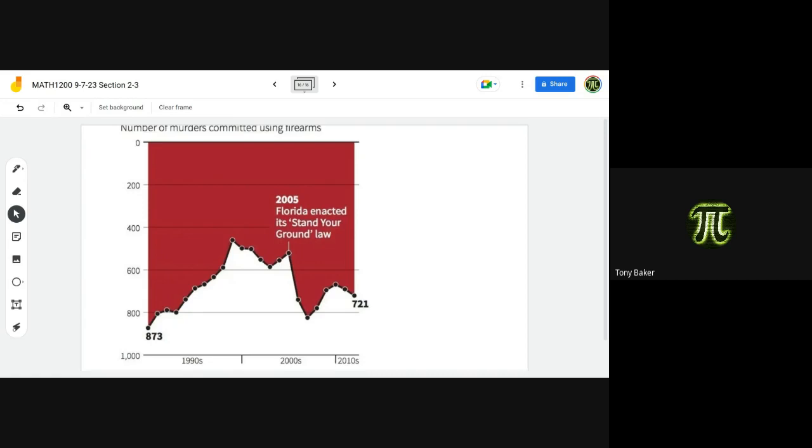Because people will use data that is correct, but show it in a way to show what they want to show. And yeah, it does definitely look like it's going down, but it is most definitely not. It did go down for a little while. It was like 873 back in the early 90s. So it has gone down since then, but it's definitely jumped after they passed the Stand Your Ground law.